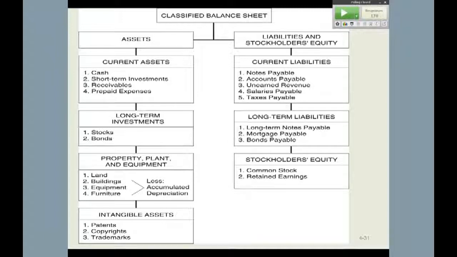And how could they be both? You could have a note that's a 30-day note. You could have a 6-month note. You don't have to have a note that goes beyond 1 year. So again, they're listed in order of maturity, current liabilities first, and then the long term, and then, of course, your stockholders' equity.